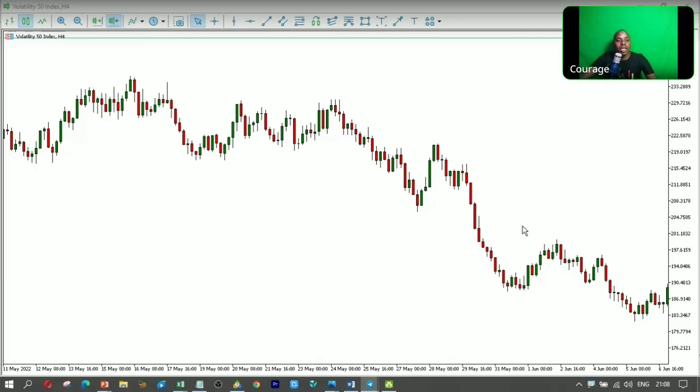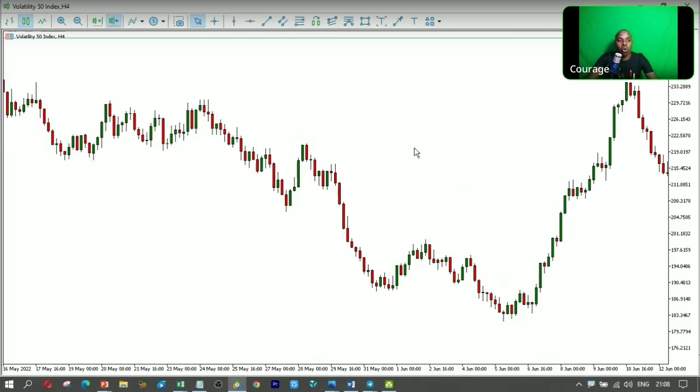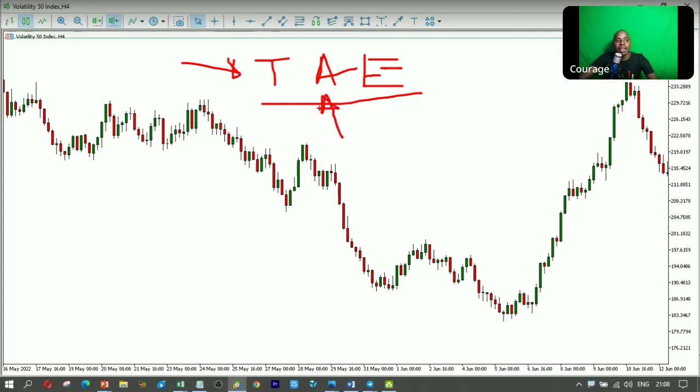For this video, I'm going to use what is called the TAE formula. The TAE formula simply means we first need to identify the trend. And then after we identify the trend, we need to identify the area of value, and the area of value for us is the support and resistance. And then E stands for the entry, when exactly you enter into the market. So I'm going to show you this 3-step formula.